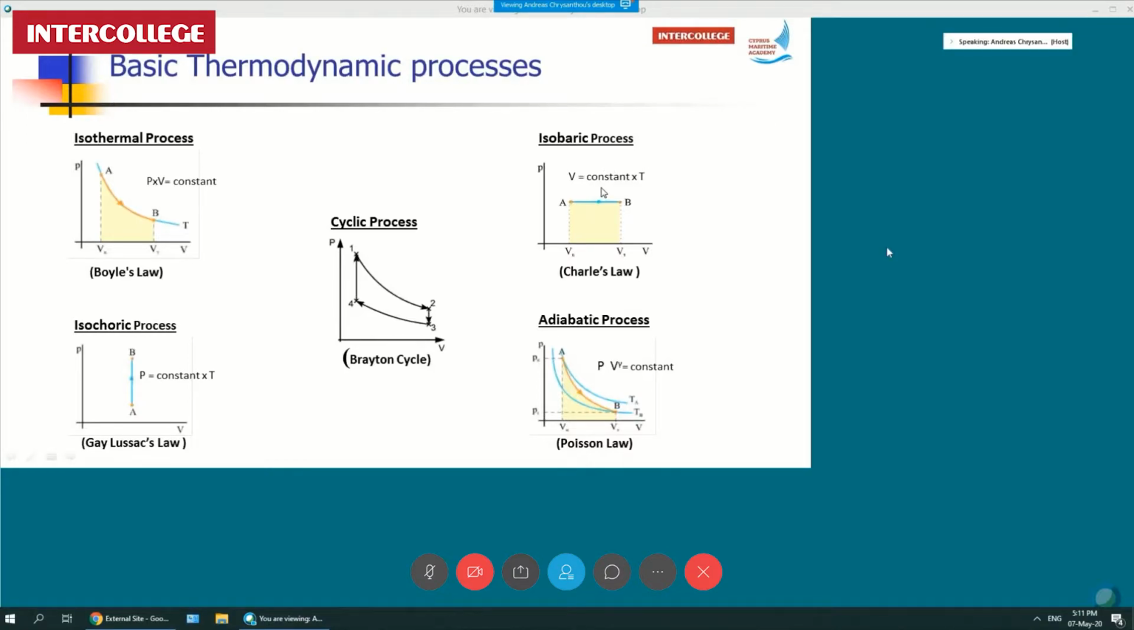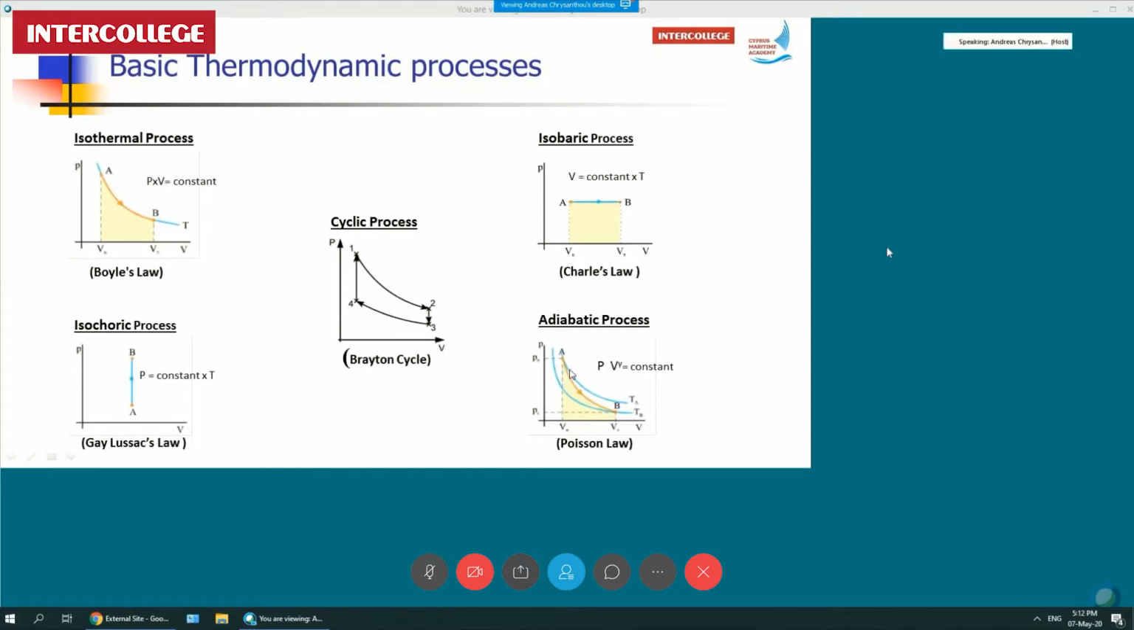If we go to the other side here, we can see the process happening at constant pressure. This process is called an isobaric process, and you can see how the volume changes at constant pressure. The same way here, we can see a process done at constant volume, and this is called an isochoric process. And down here, you can see a process called an adiabatic process, which is the Poisson law.